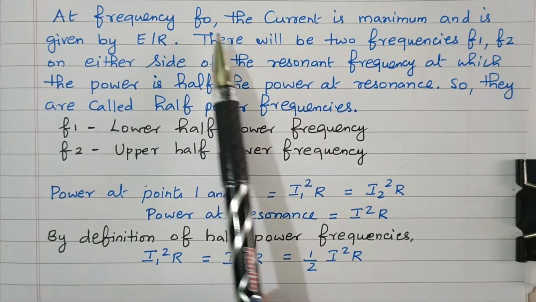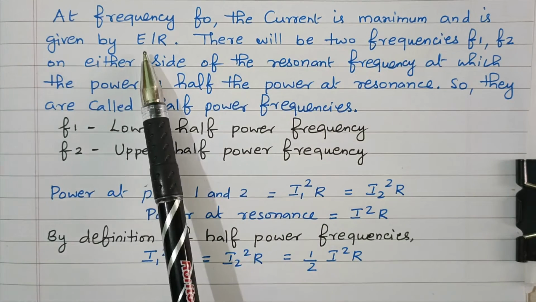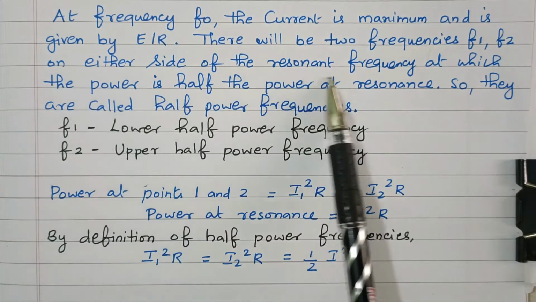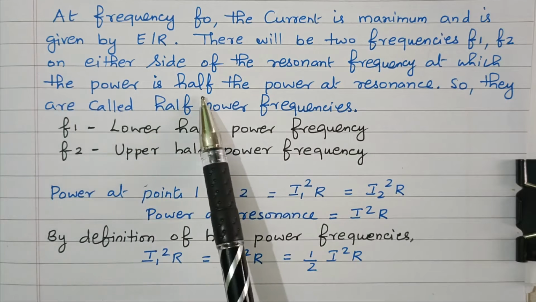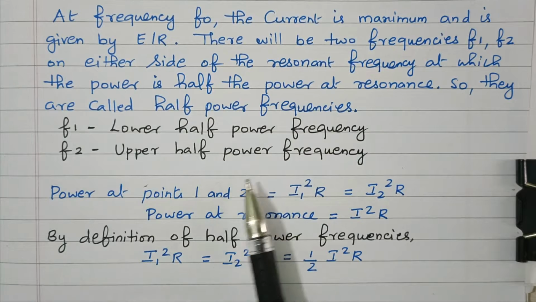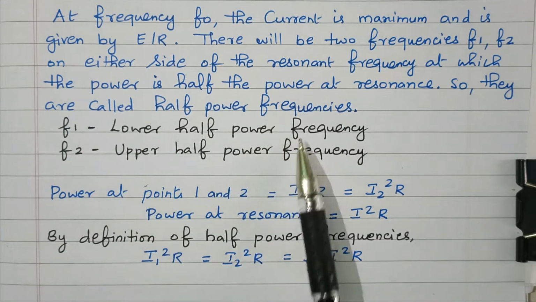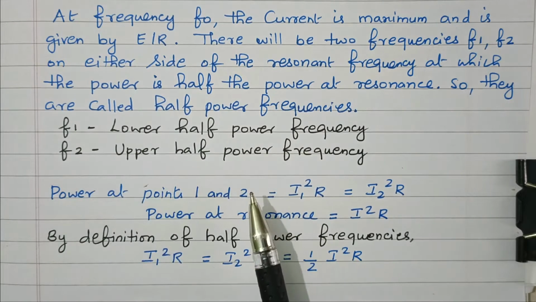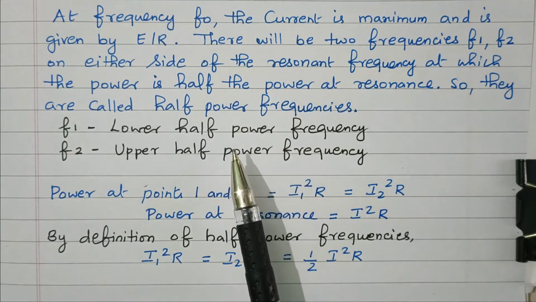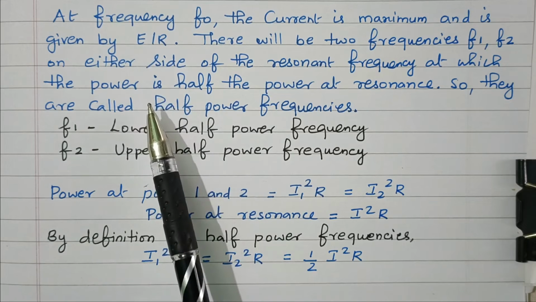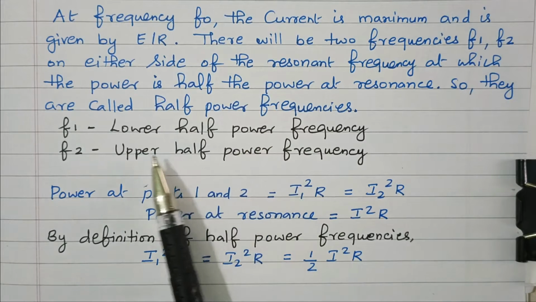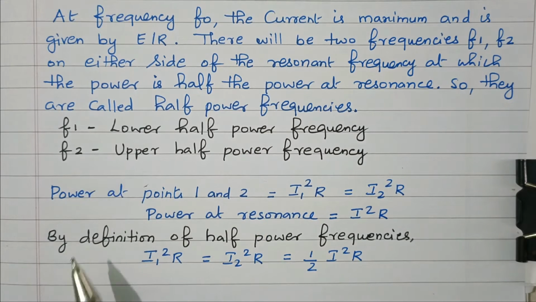At frequency F0, the current is maximum and is given by E by R. There will be two frequencies, F1 and F2, on either side of the resonant frequency, at which the power is half the power at resonance. They are called the half power frequencies. F1 is the lower half power frequency, F2 is the upper half power frequency, right? So the current is maximum at the resonant frequency F0, and that current is given by E by R. On either side, we have two more frequencies, F1 and F2, called half power frequencies. F1 is the lower half, F2 is the upper half.